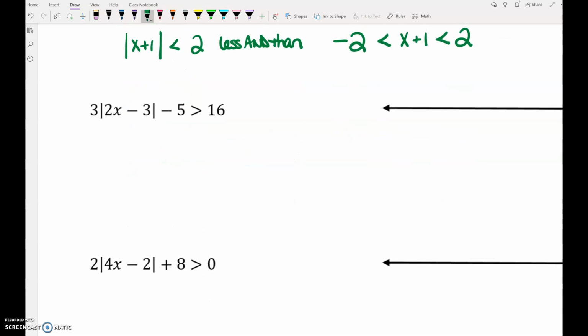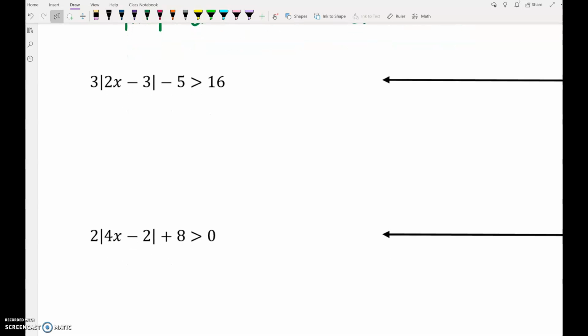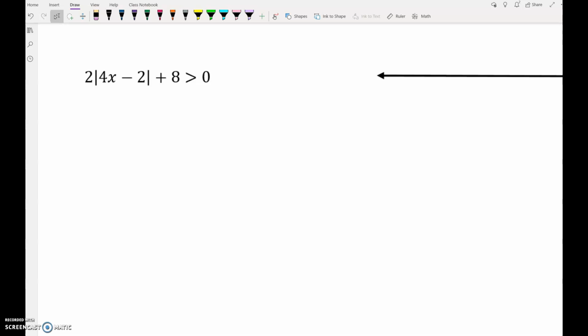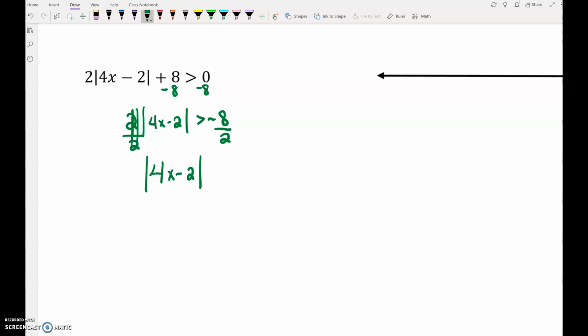On your assignment today, you are also going to see, maybe we should do this one at the bottom. I think this was a good one too. What should we do on this last one? Subtract 8. And then divide by 2. So absolute value of 4x minus 2 is greater than negative 4.